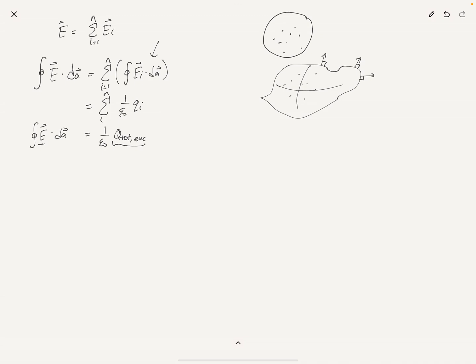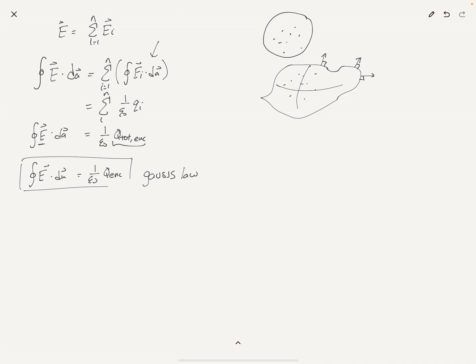So this right here is something you might have seen before: the integral of E dot dA is equal to 1 over epsilon naught Q enclosed. This is Gauss's law in integral form. We can go ahead and rewrite that into differential form by taking advantage of some of the fundamental theorems that we used in the past.